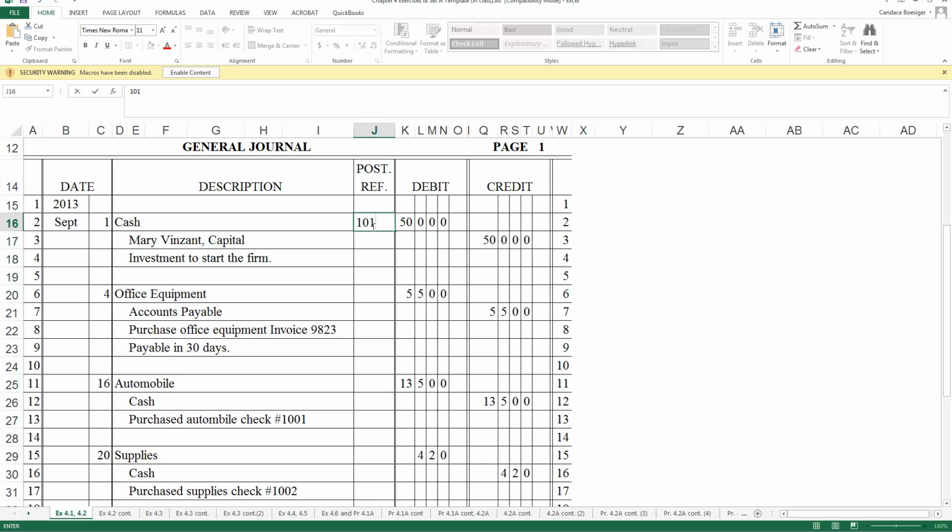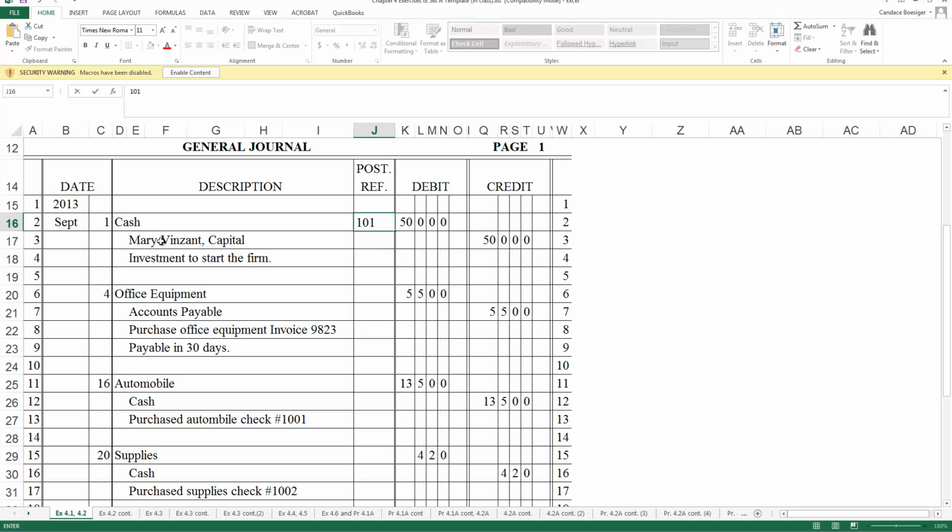Now, out on the Connect Accounting website, this is slightly different. There aren't any posting references, but you will need to know how to do this by hand. So we are going to practice it out by hand when we do it out on paper. There's also a great big project coming up that you will also need to be able to do this by hand. So next, Mary Visent Capital.